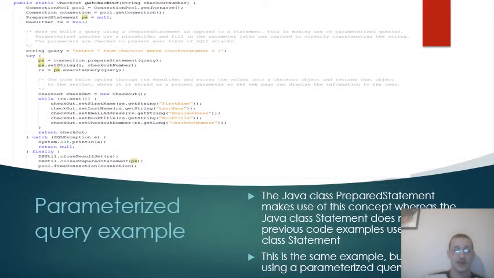Okay, here we use the Java prepared statement, which does make use of the parameterized queries. So here you can see that right here where checkout number equals question mark, that's the placeholder. And then here we actually set that placeholder to the value of the checkout number. And then that's where all the magic happens. It does all these checkings for you to make sure no malicious code is going to be executed.